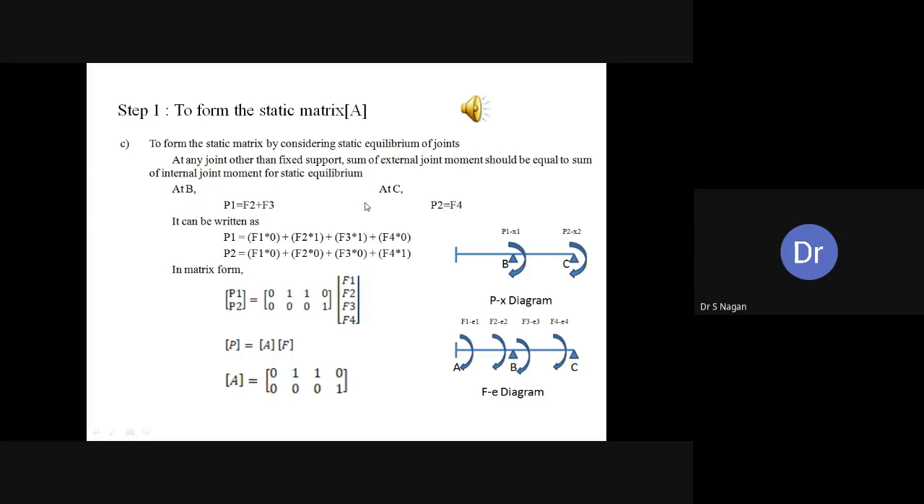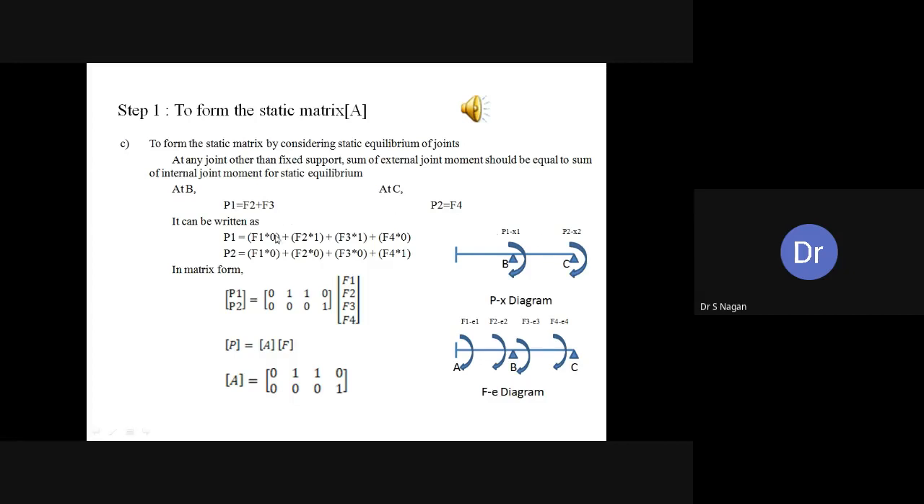Okay, so this is the relationship between external joint moment and internal joint moment. Our external joint moment P1 is equal to F2 plus F3. Our external joint moment P2 equal to F4. So this relationship we should establish first. How can this be established? By comparing the two diagrams, the P-X diagram and the F-e diagram, and by using the basic static equilibrium condition. The basic equilibrium condition is external joint moment should be equal to the resisting internal joint moment. Therefore, F2 plus F3, when added, should resist the applied P1. Similarly, F4 should resist the applied P2.